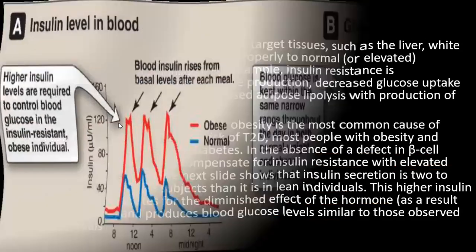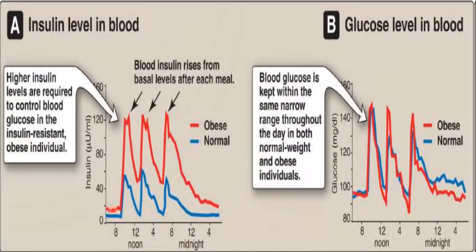Here we are. You can see these are the insulin levels. Then after a meal, you can see the insulin concentration in the normal individual in blue. You can see they rise, but only up to that level. But in obese individuals, you can see they reach up to 3 times higher insulin levels. Okay, because they are resistant.